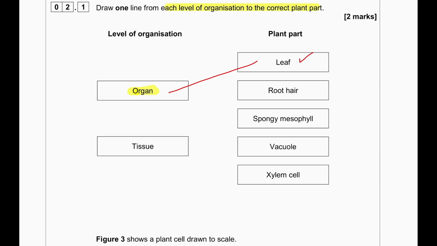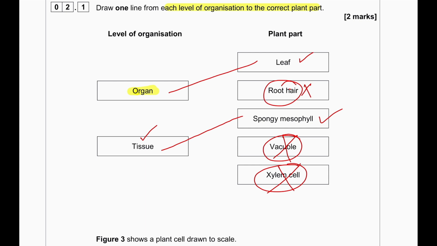All right. Then the next thing says tissue. When it talks about tissue, you see, root hair is a cell, so we have to eliminate that. Vacuole is an organelle, so we have to eliminate that. Xylem cell is also a cell. It's talking about a cell directly. So spongy mesophyll is a layer of cells which are all similar. They have air spaces between them. So this will be referred to as tissue. Tissue by definition has to be similar types of cell arranged together.